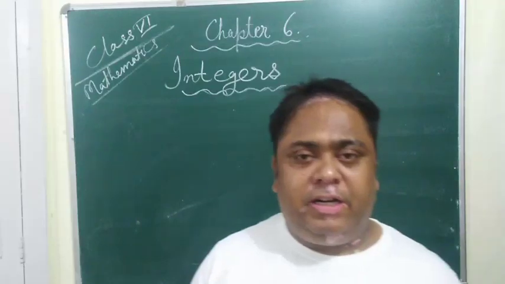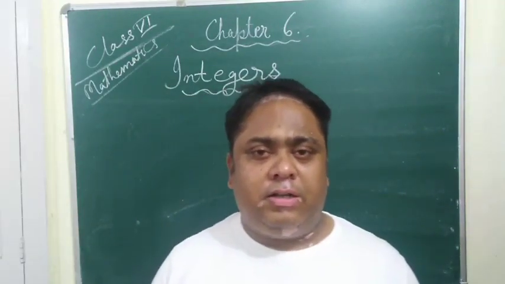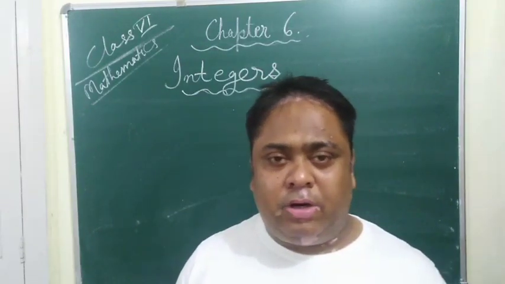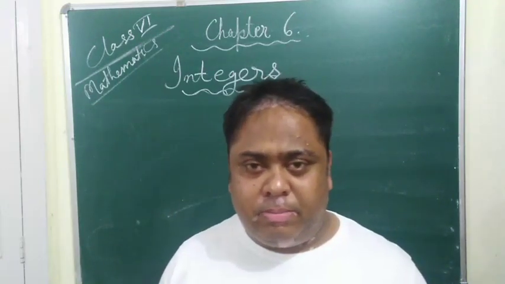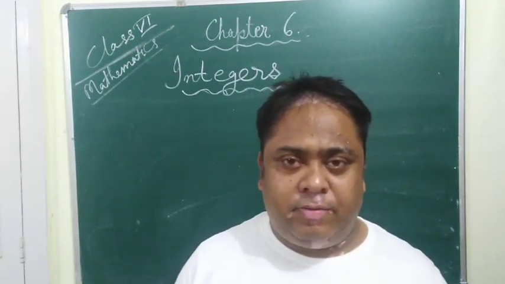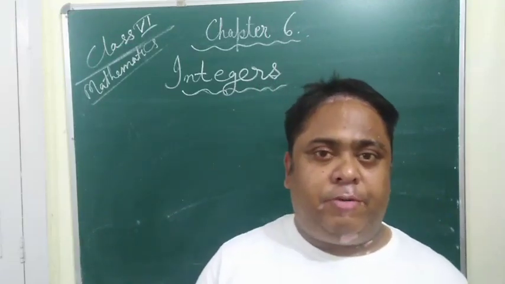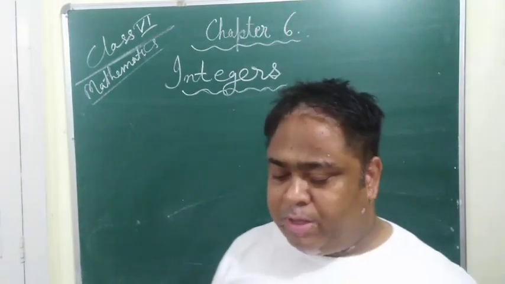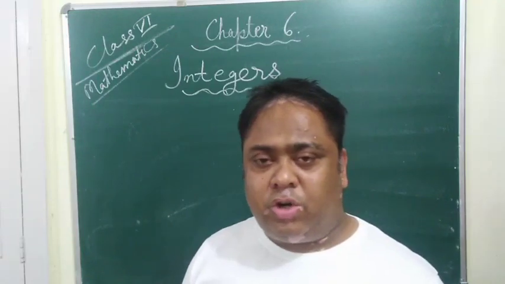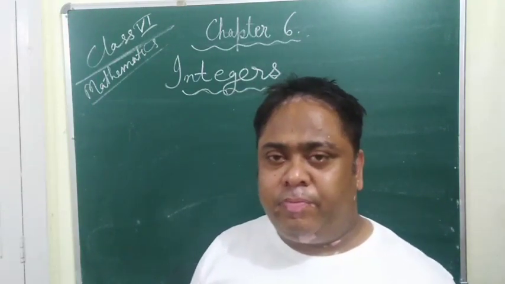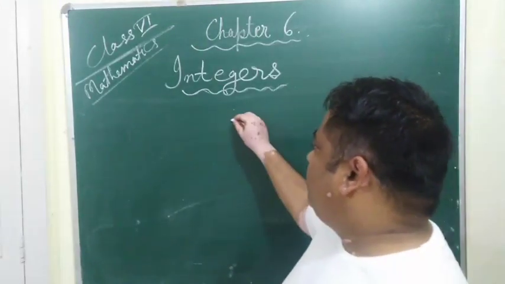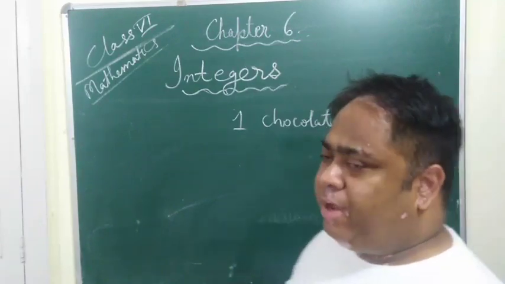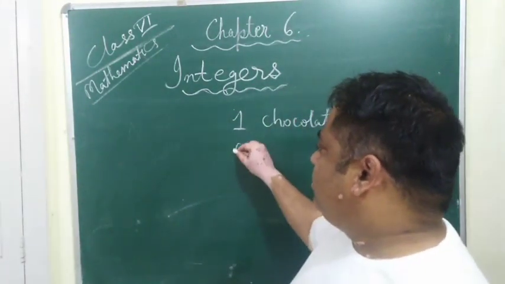That means you will be given different types of numbers. So far, the types of numbers with which we have played were whole number, natural number, prime number, composite number, co-prime number, all that. So today, we will see one more type of number. This type of number is called an integer. Say for example, if I have purchased one chocolate from the market, then how many chocolates do I have? I have one chocolate. But if I have not purchased the chocolate, then how will I say? Zero chocolate.